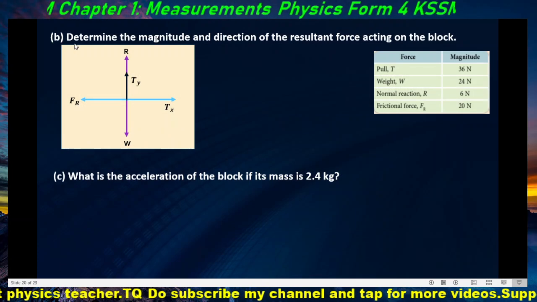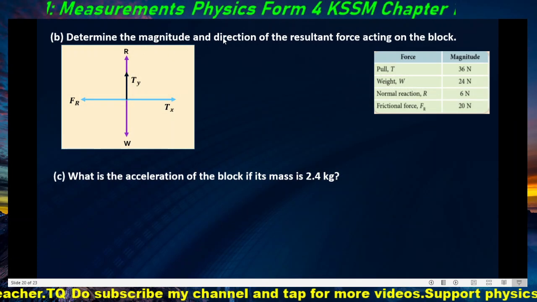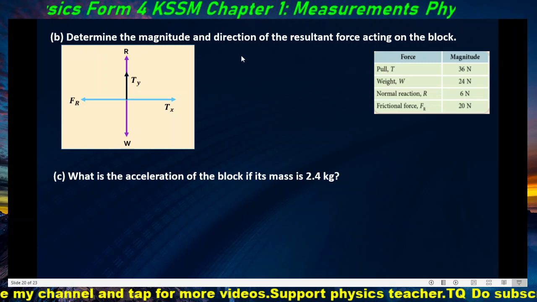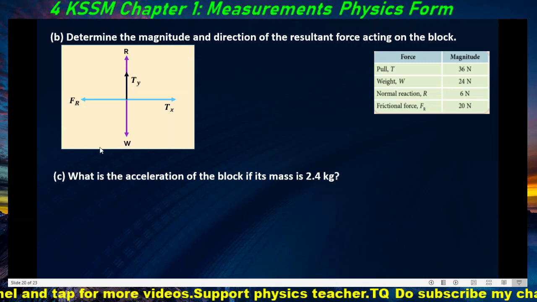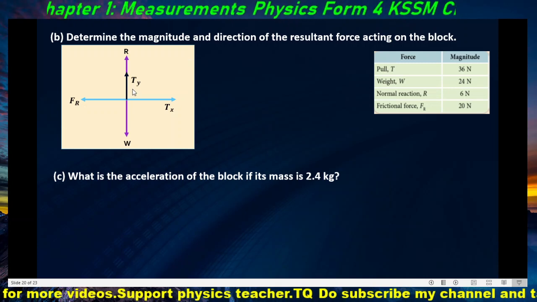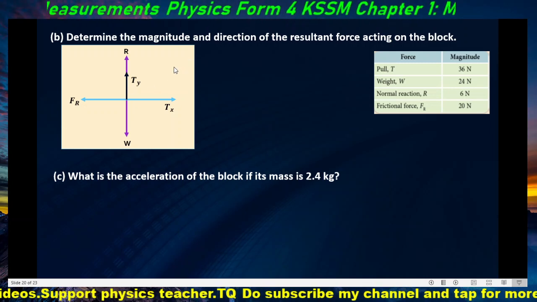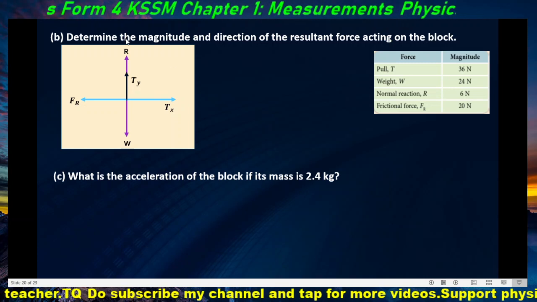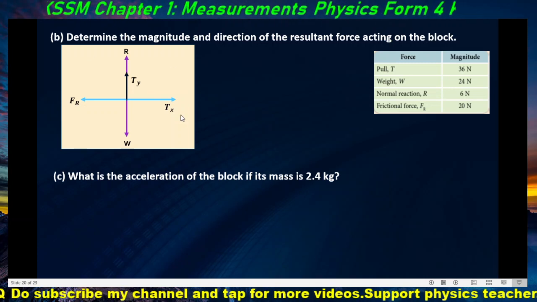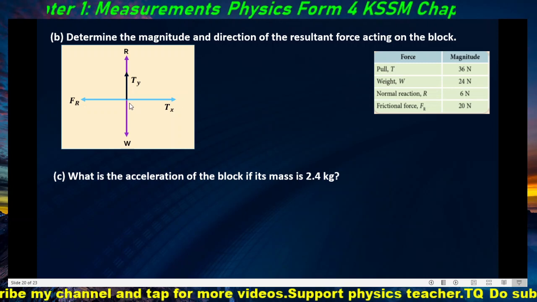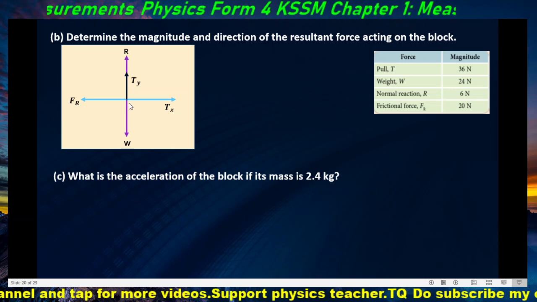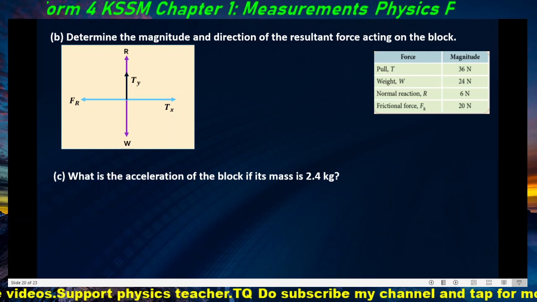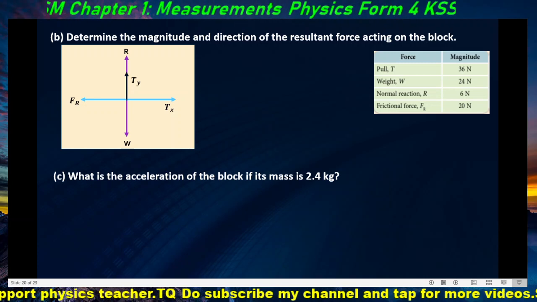Now we want to solve the second question. Determine the magnitude and direction of resultant force acting on the block. Okay, you can see the forces that act on the block just now. We already resolved T to two components, Tx and Ty. Thus, we can write all the forces that act on the block like this. Okay, so based on this, you can see all the forces are already vertical or horizontal.